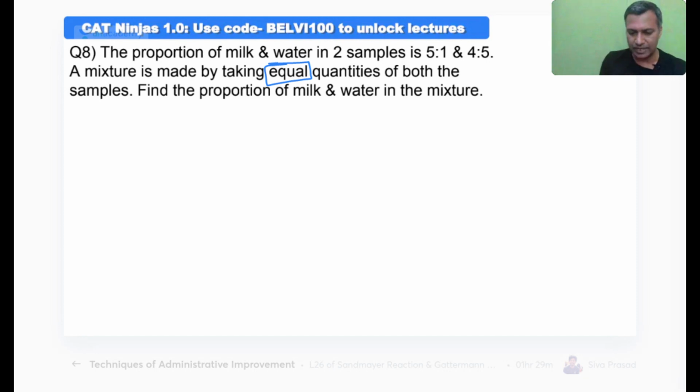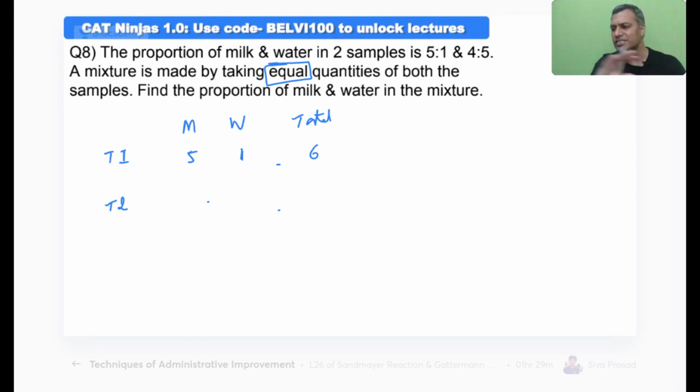So representation, let me write it like this. There is milk, there is water, there is type 1, solution 1, and there is solution 2, type 2. Milk is 5, water is 1. Write the total here. Total is 5 plus 1, which becomes 6. I'm just representing the thought. Second one, milk is 4, water is 5. The total becomes 9. Again, look at the total.